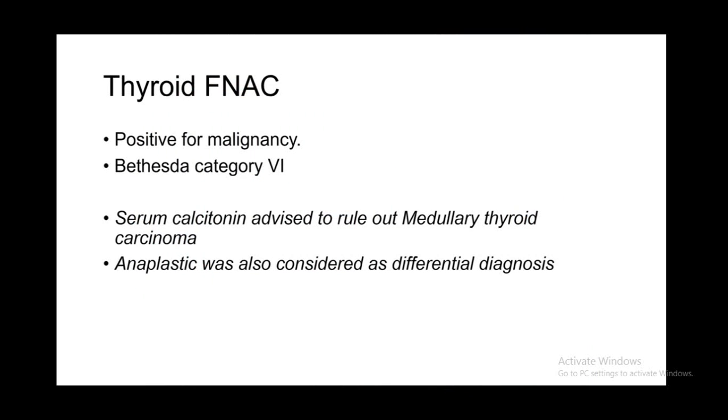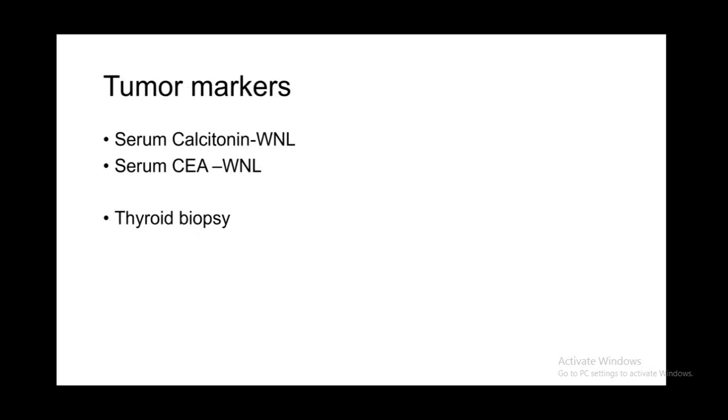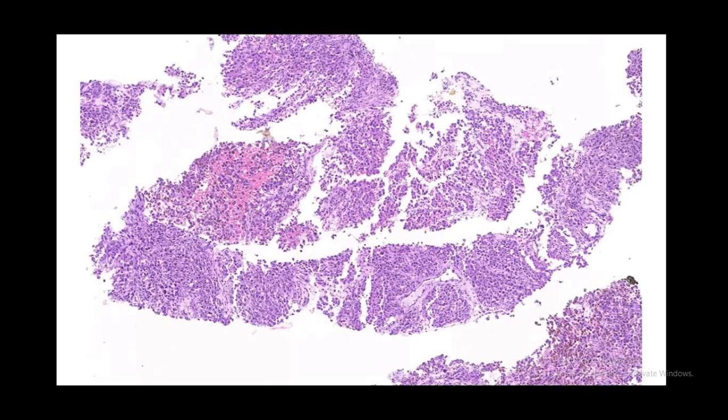Serum calcitonin was asked for to rule out medullary thyroid carcinoma, and at this point, anaplastic thyroid carcinoma was being considered as a differential diagnosis because this highly malignant-looking tumor was epicentered in the thyroid. Serum calcitonin was within normal limits. Serum CEA was normal. A thyroid biopsy was performed for the final diagnosis.